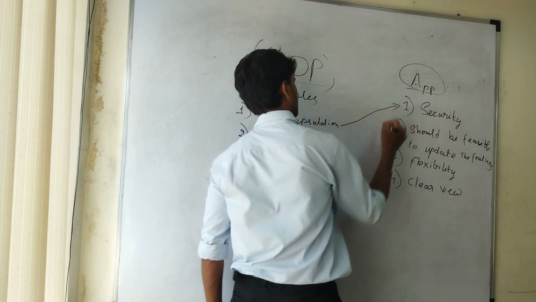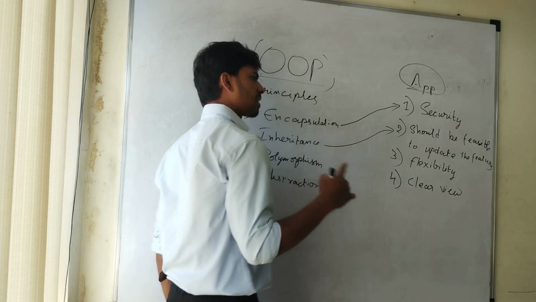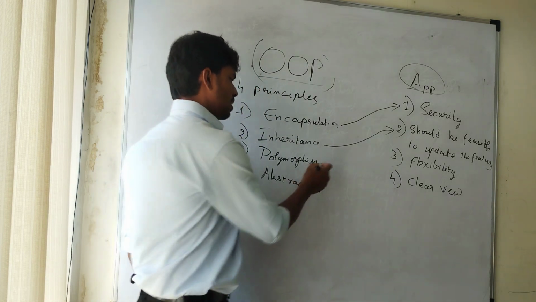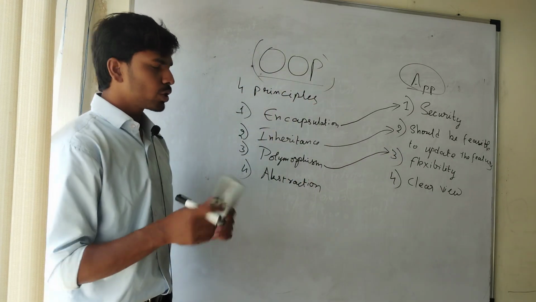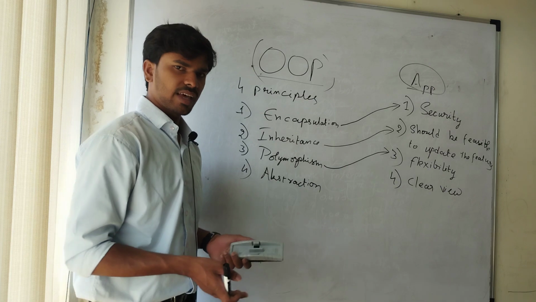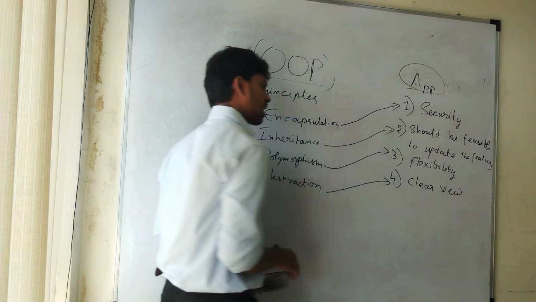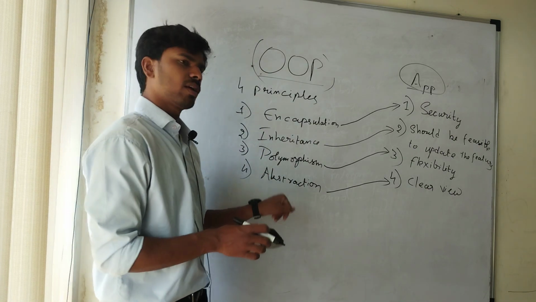Encapsulation provides the security. Inheritance allows us to add extra features without affecting the old features. Polymorphism provides the flexibility to the user to utilize the resources as they want. And the next one, abstraction, is the feature which allows the user to have a clear view, as well as the developer also.